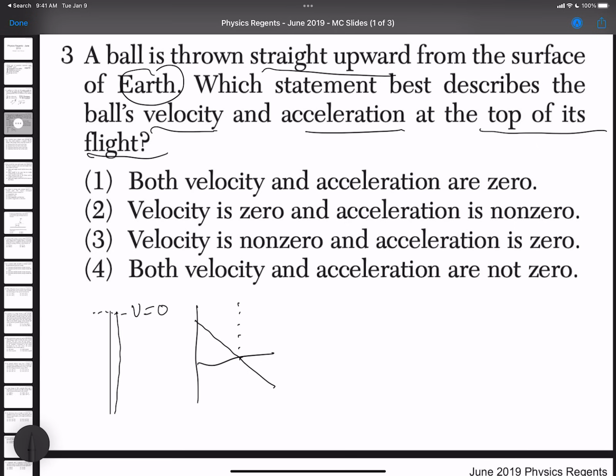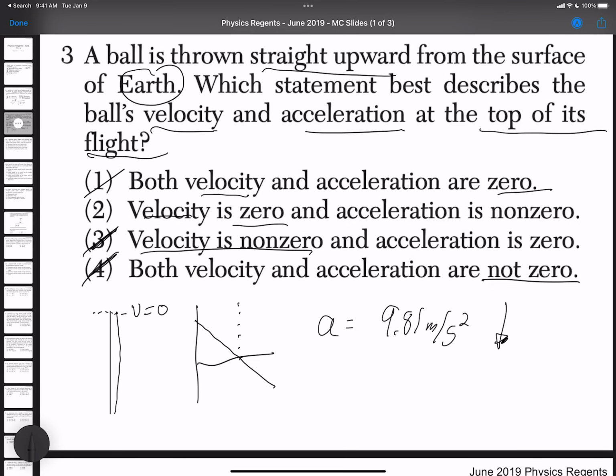And so what we know is that we have to look for answers where the velocity is 0. So I can eliminate answer choice 3 and answer choice 4 because they're saying that the velocity is non-zero. The other thing we know about acceleration near the surface of the Earth is that it is always a constant. The acceleration equals 9.81 meters per second squared, always pointed down towards the Earth. So it is in fact not 0. It is a non-zero number, which allows me to eliminate answer choice 1, and the correct answer is 2.